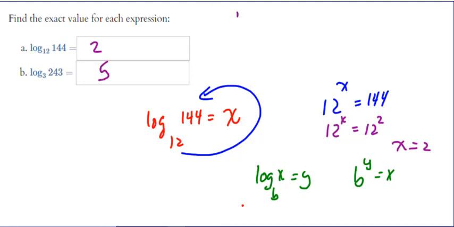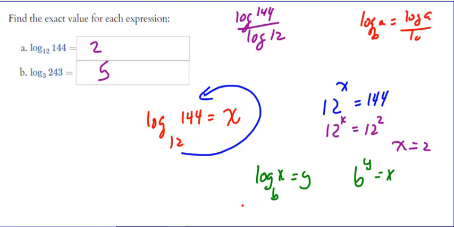So change of base would be the log of 144 over the log of 12, right? Just so you know, log base b of a equals log of a over log of b. That's the change of base formula right there again.